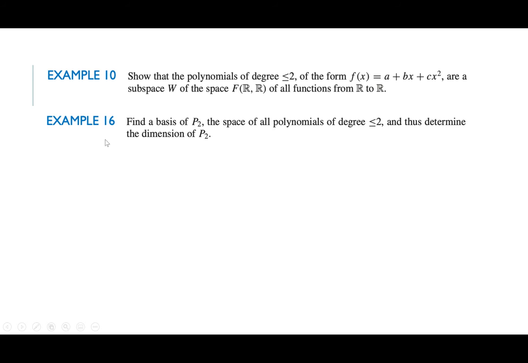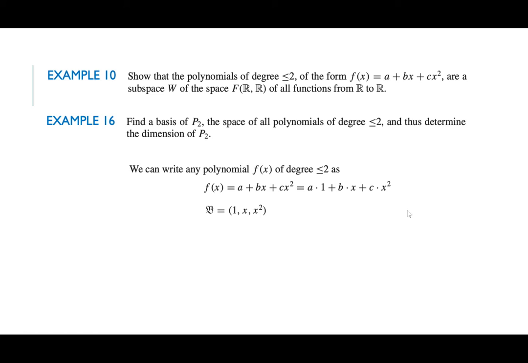And then I want to jump to example 16, where your book says, we'll take that space of polynomials of degree 2 or less and find a basis of it. And then, once you have the basis, you can determine the dimension. Well, as your book notes, we can write any polynomial of degree 2 or less of this form, and then they expand it to make it clear that we are taking these coefficients and multiplying them by functions. Like a is multiplied by the function 1, b is multiplied by the function x, c is multiplied by the function x squared.